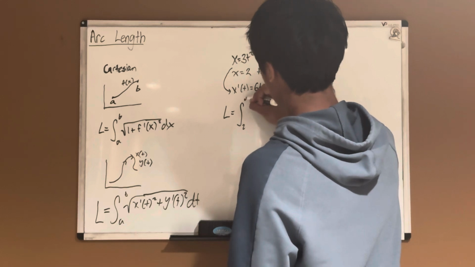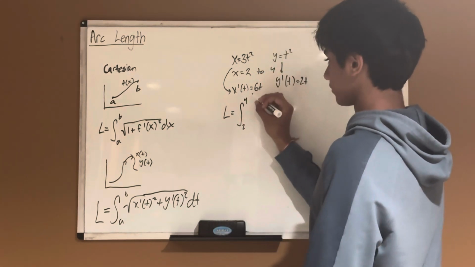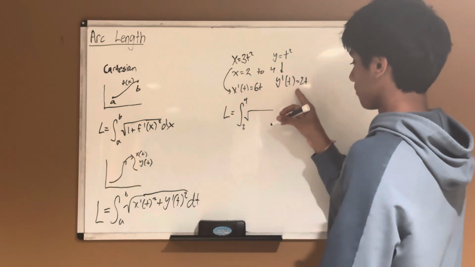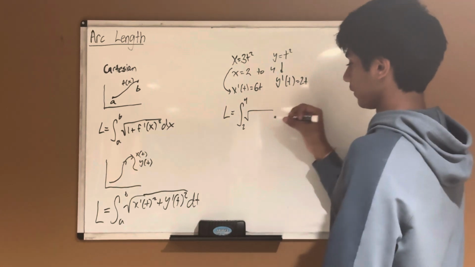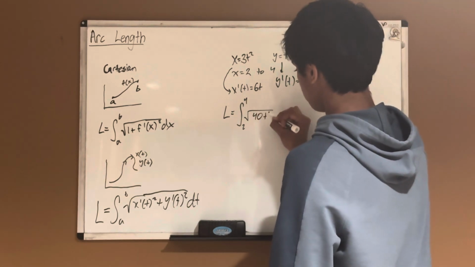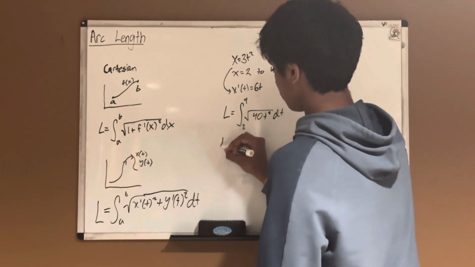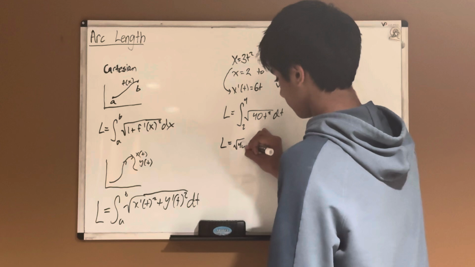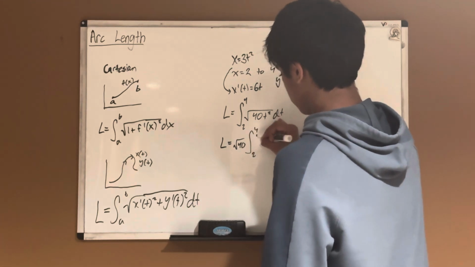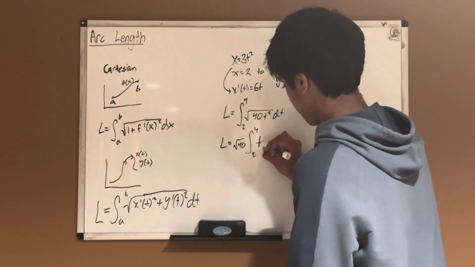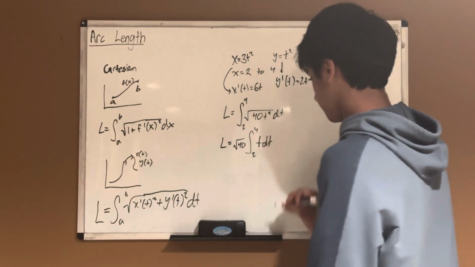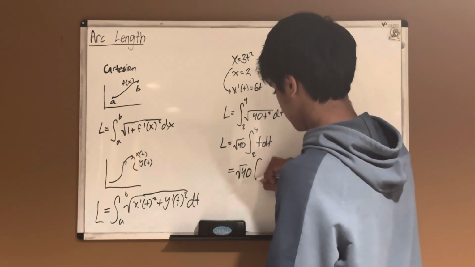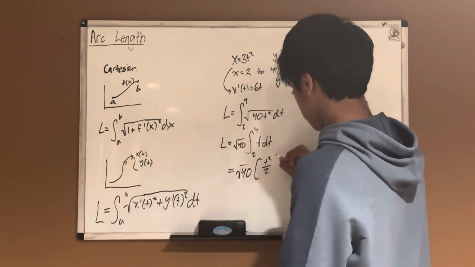So the integral from 2 to 4 of the square root of x prime t squared, which is 36t squared, plus y prime t squared, which is 4t squared, so 40t squared, dt. We do some rearranging. We can move the constant square root of 40 outside the integral, and the square root of t squared just becomes t, so t dt. If we integrate that, we get square root of 40 times t squared over 2, from 2 to 4.